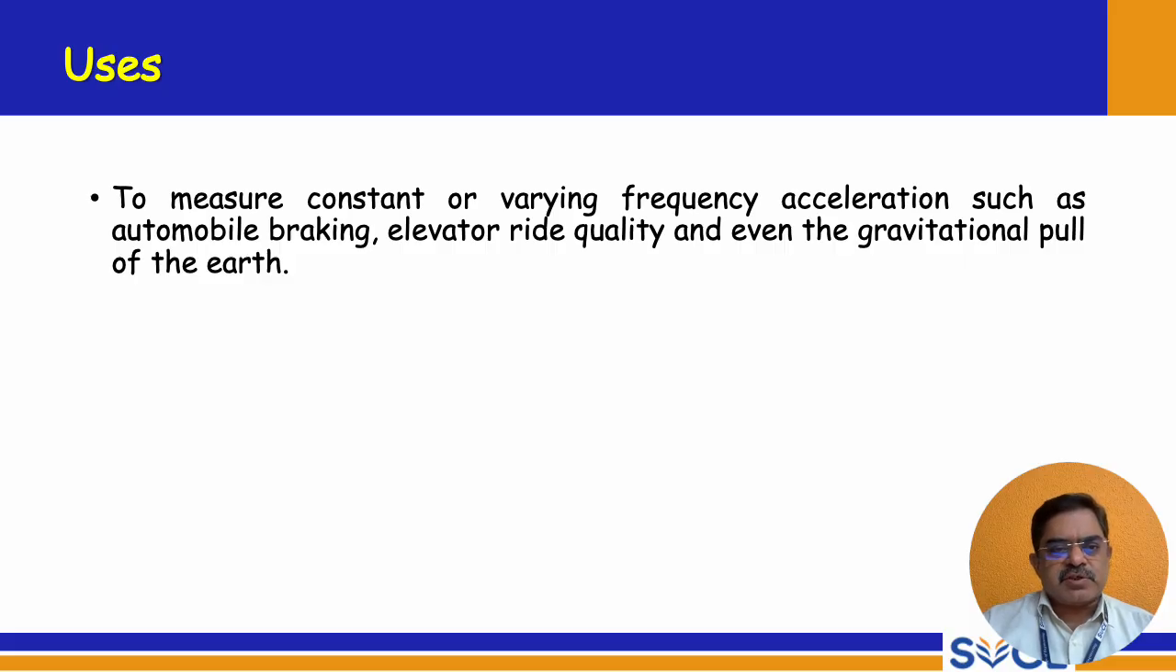Applications or uses from these two devices can be to measure the constant or varying frequency acceleration, such as automobile braking. In automobile braking it is widely used, and elevator ride quality. So even in lifts or elevators it is used, and even the gravitational pull of the earth can be measured using these instruments.